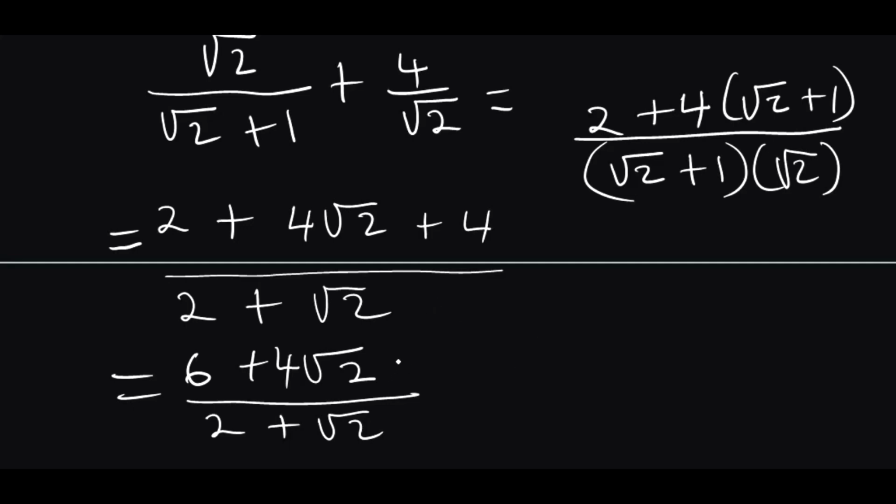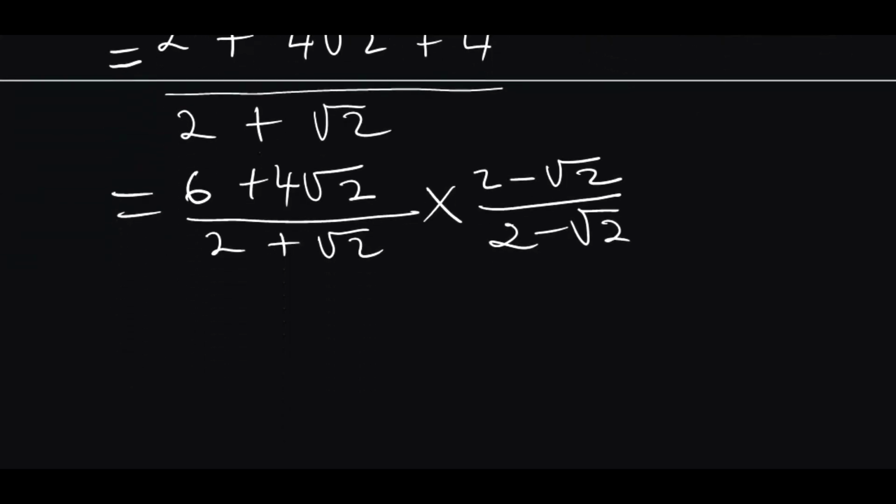Now we need to rationalize the denominator. If we rationalize the denominator here, we will have times 2 minus square root of 2 all over 2 minus square root of 2. That is how we rationalize the denominator. Now let us work this out. The brackets will help us here.